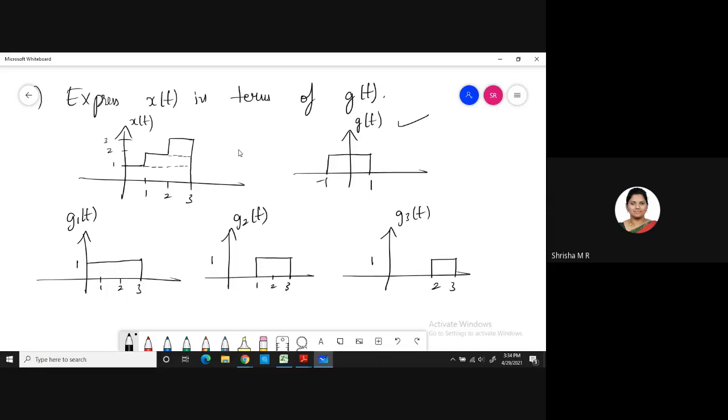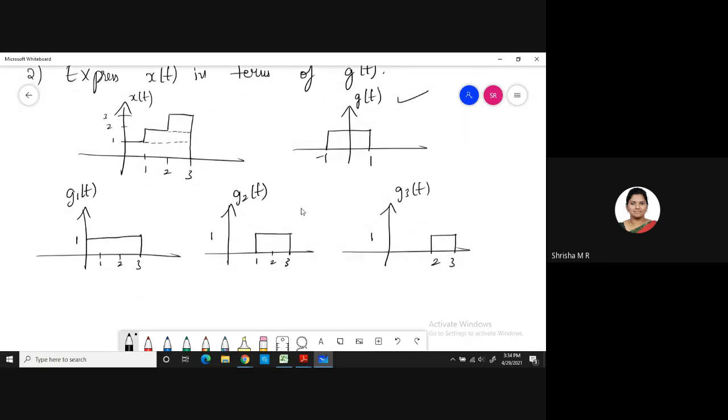Got it, everyone? I am cutting this signal horizontally. This is one part, this is one part, and this is one part. I am expressing it as g1 of t, g2 of t, and g3 of t. Got it, everyone? Is it clear? Yes, ma'am.